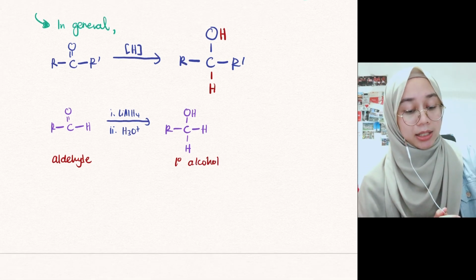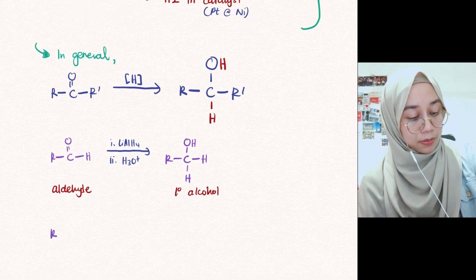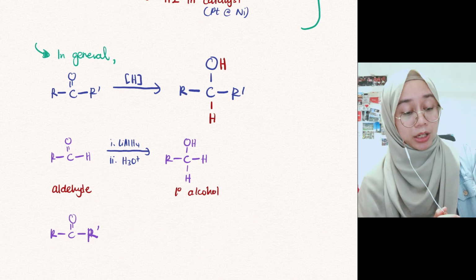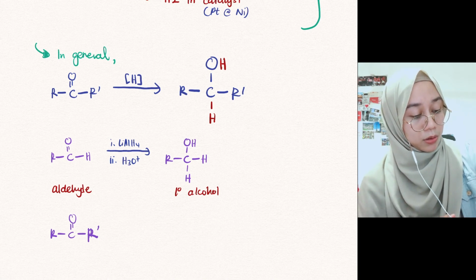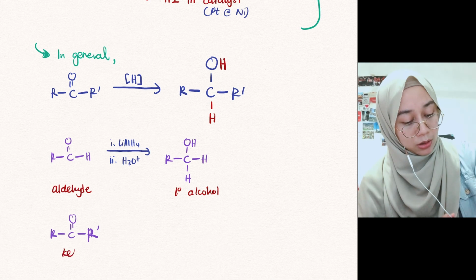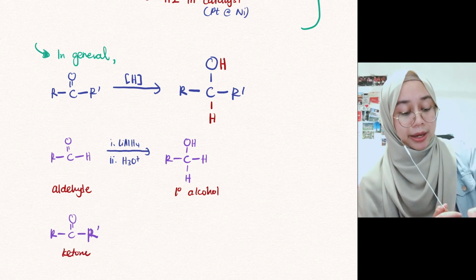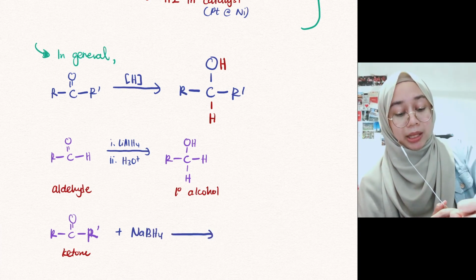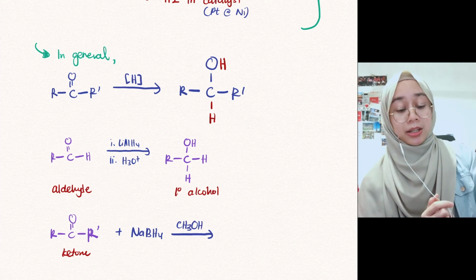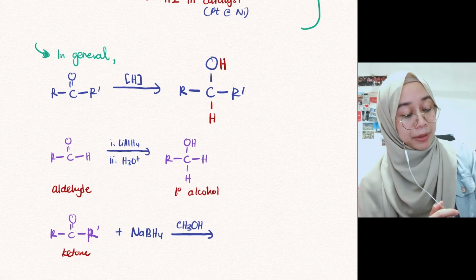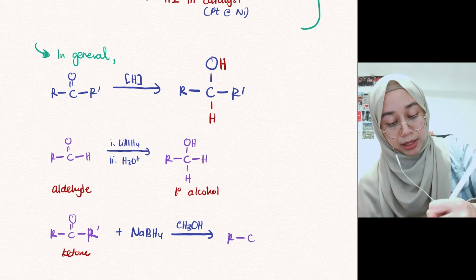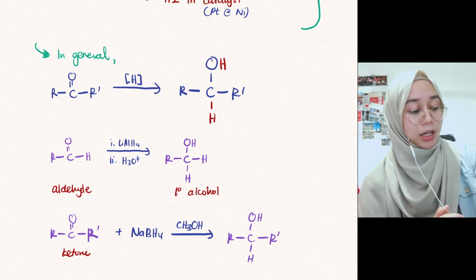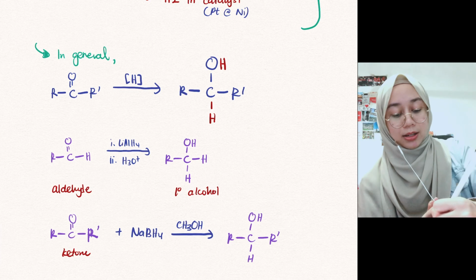Okay, then satu lagi kalau kita ada keton. Oh, keton kena dua-dua R lah kan, keton kena dua-dua R. Okay, so kalau macam ni keton, and then let's say kita guna NaBH4, so yang ni kita letak dekat luar lah, and then dia kena dalam methanol, CH3OH. Okay, therefore kita akan dapat, salin balik everything except for the double bond, so tambah H kat sini, pun tambah H, so you will get a secondary alcohol.